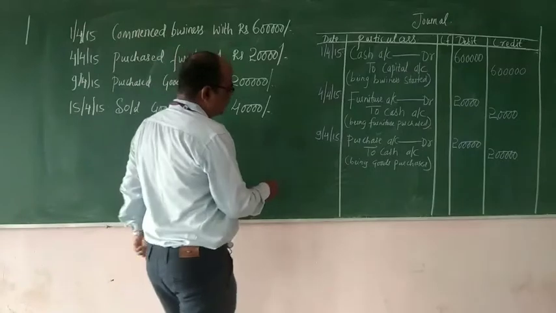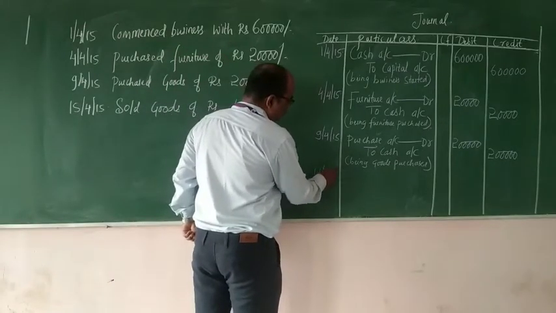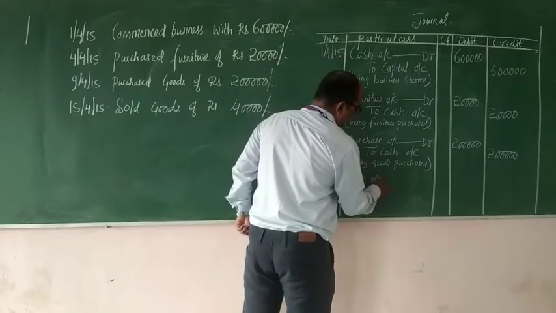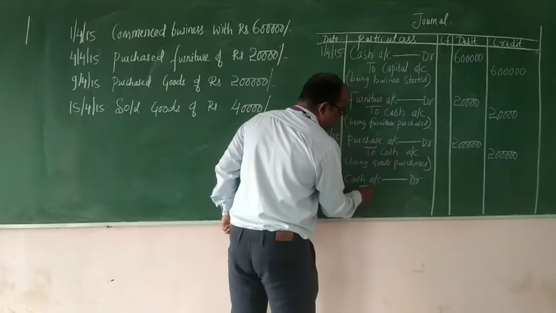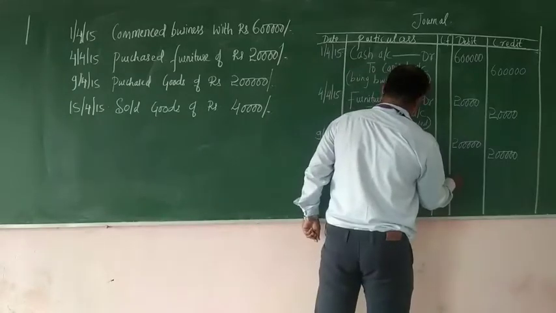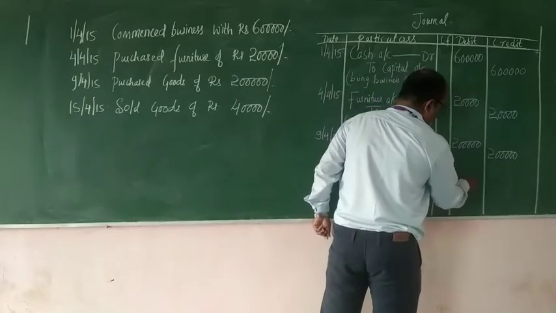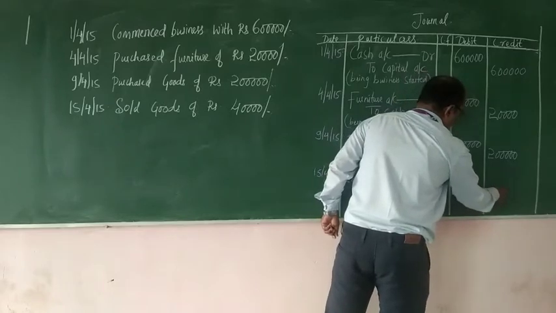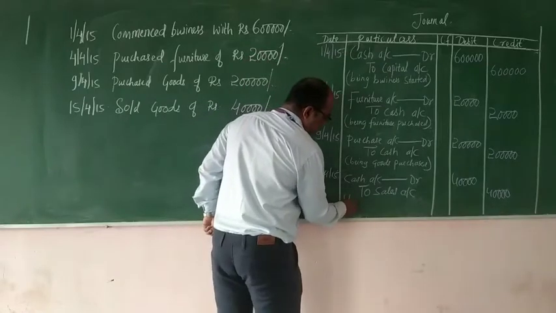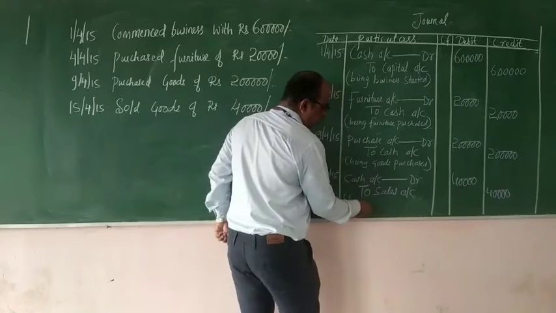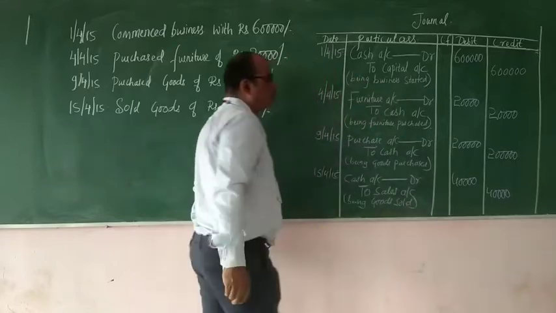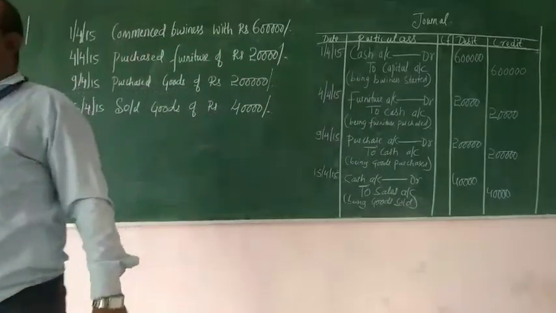So let us put the journal entry here. 15/4/2015, cash account debit, to sales account. How much? 40,000. Now you will write a short description of the transaction, that is called narration. Being goods sold. Okay, so I hope you are understanding this one.